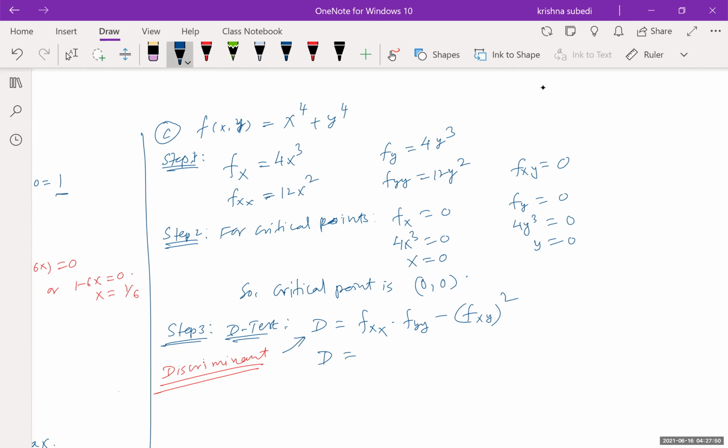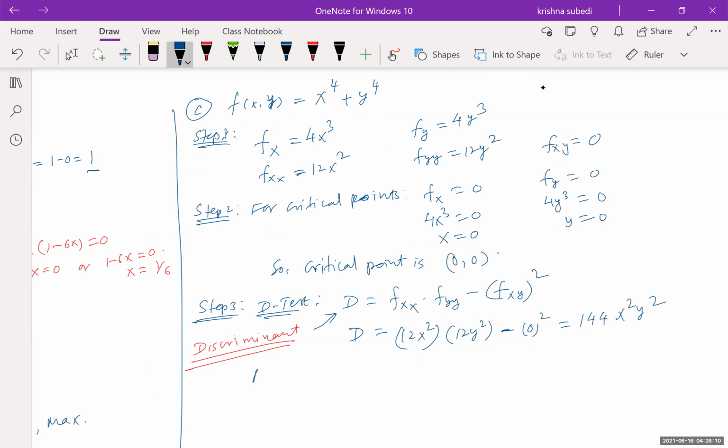So then D is f sub xx, which is 12x squared, times 12y squared, minus 0 squared, and that's going to give you 144x squared y squared. So at (0, 0), your D equals 0, right? D equals 0. Then when D is equal to 0, what happens?